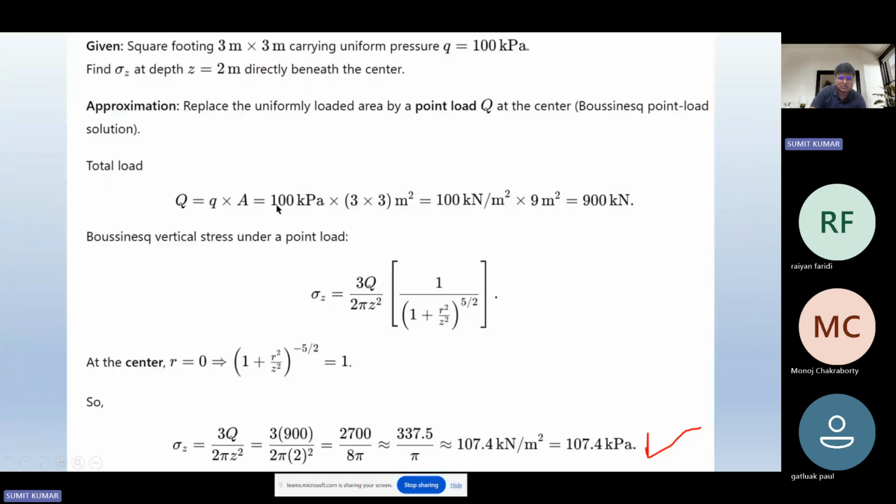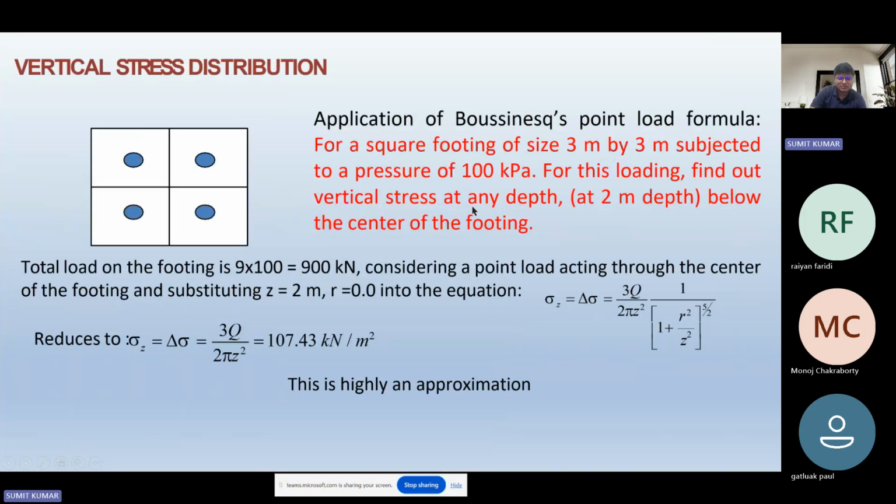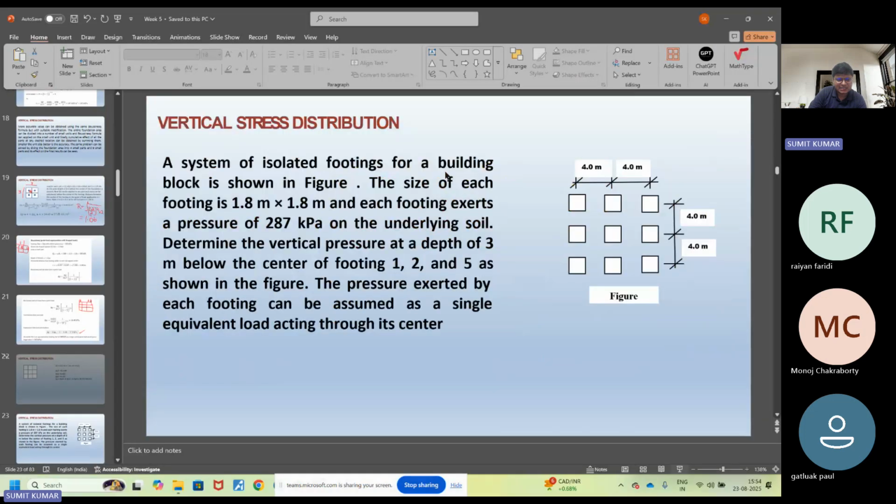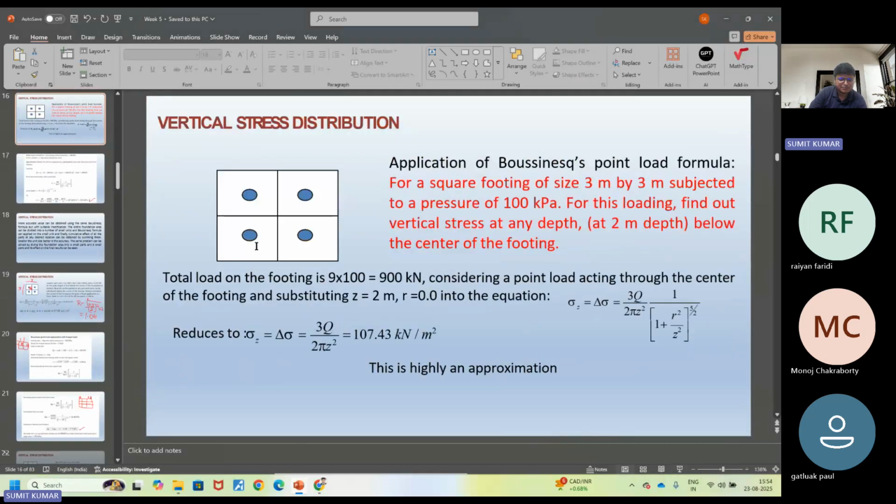The Q value is nothing, but I will show this problem. This is the main problem now. Solve this problem considering the 9 equal sections of 1 into 1 meter, and see what value you are getting. Try to solve in a small 5 minute break, and then we come back and start solving with that problem which I am showing over there. Okay, so over here the 5 minute break.